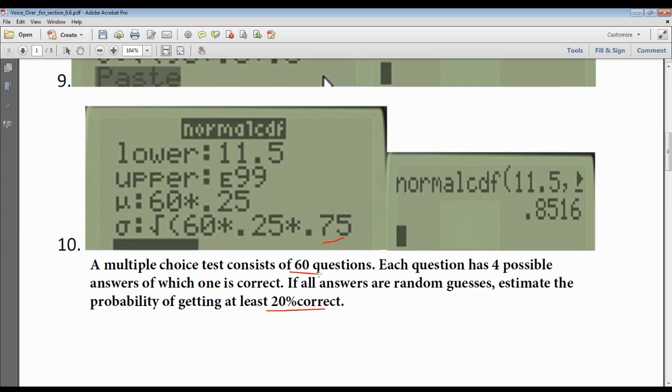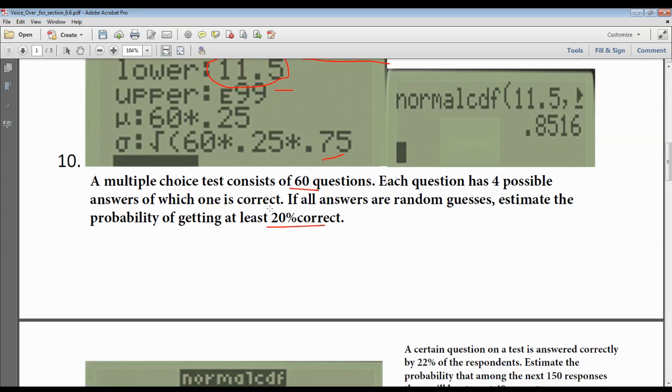At least 12 is going to include 12. That's why I'm starting here at 11.5, because at least 12 has to include 12. And I'm getting larger. At least 12 would be 12 or 13 or 14 and so forth. So I'm going all the way to E99. Mu is the n times p. We already figured out that the probability of success on a multiple choice question with 4 possible answers is 0.25, and then q was 0.75. So standard deviation is the square root of n, 60, times p, 0.25, times q, 0.75.